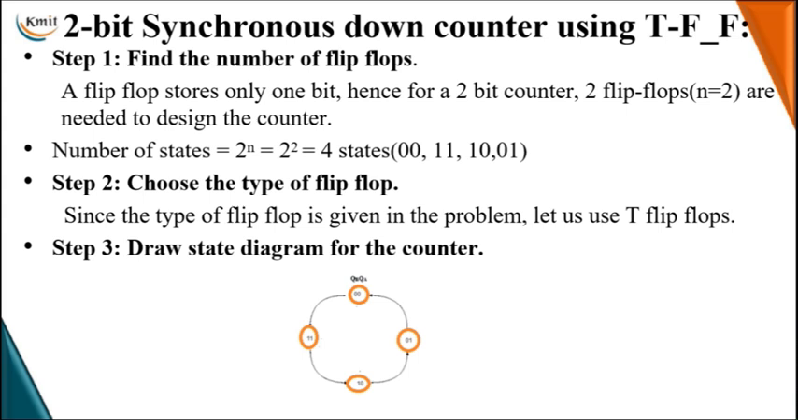If you take 2 flip-flops, the number of states available is 4 states, which are the initial state 0 0, next 1 1, 1 0, as well as 0 1. Choose the type of flip-flop, which is the toggle flip-flop. Then we are going to draw the state diagram of your counter.